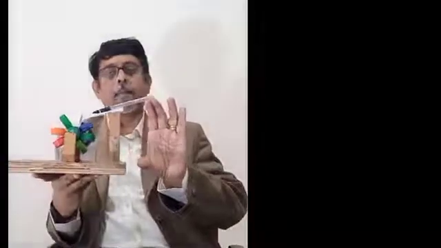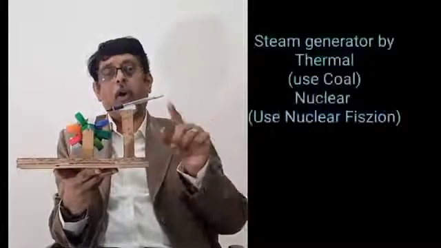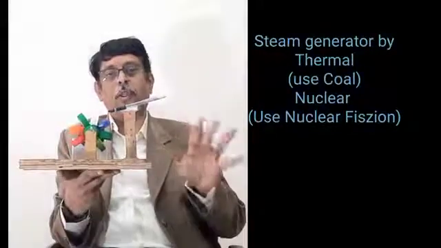Now what are the variable things in this? One is input, isn't it? What is the input here? If it's water, hydroelectric. If it's wind, it is a wind turbine. And if it is steam, then how does the steam form? Either by charcoal, I call it a thermal power plant, or by nuclear fission, I call it a nuclear power plant.